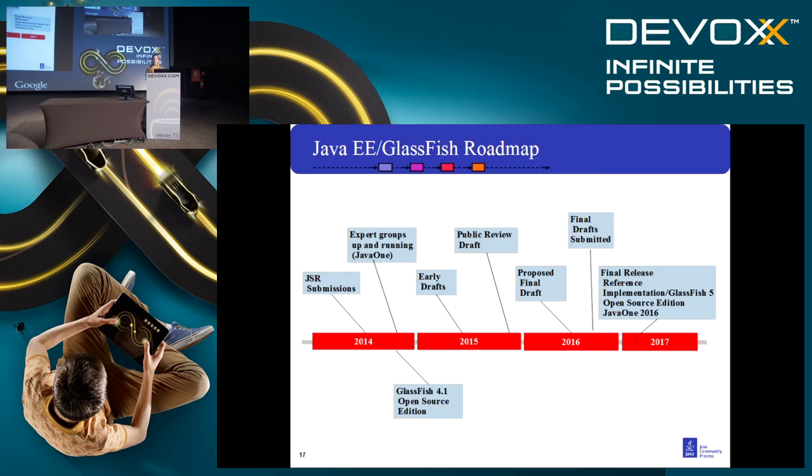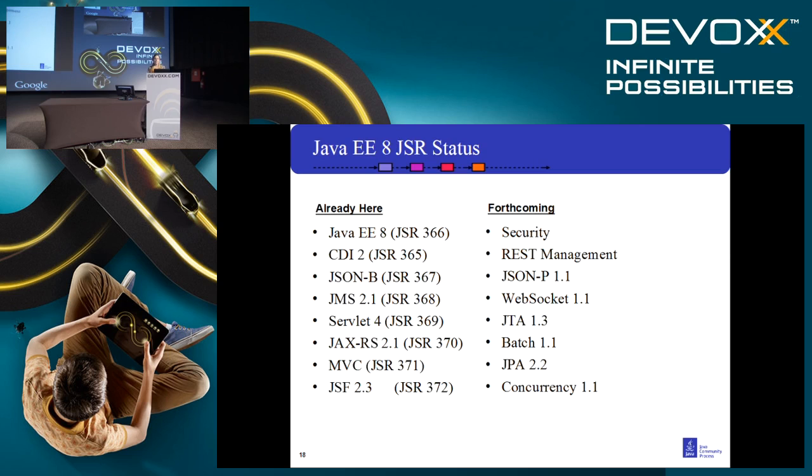They plan to have the final releases in 2017. But the JSRs that were submitted are here. So these are really the JSRs that you can adopt today. So these are new JSRs. We'll have more. They come through every now and then. JSRs get submitted. We'll have JSRs for Java SE9. But right now, the ones that are here are these first 8 JSRs for Java EE8.